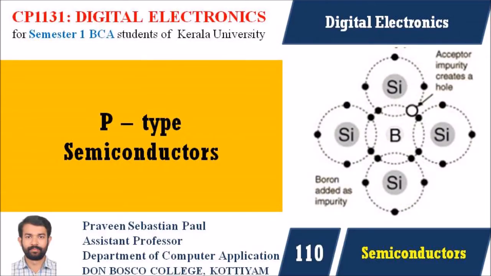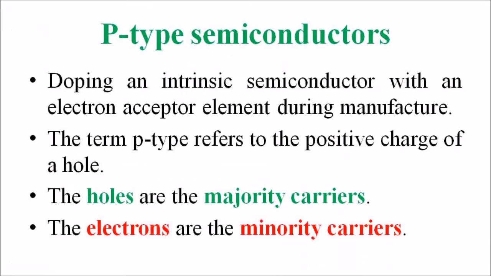In this lecture, we are discussing a p-type semiconductor. As we mentioned earlier, a p-type semiconductor is also an extrinsic semiconductor. These extrinsic semiconductors are made by adding some impurities. That is, we are doping some impurities into the intrinsic semiconductor to make it an extrinsic semiconductor. P-type semiconductors are created by doping an intrinsic semiconductor with an electron acceptor element during manufacture.